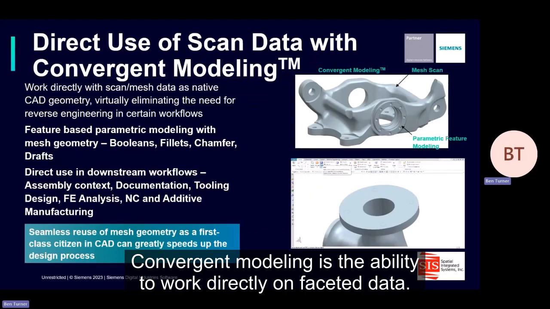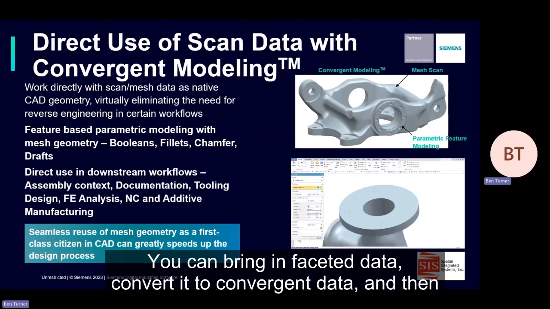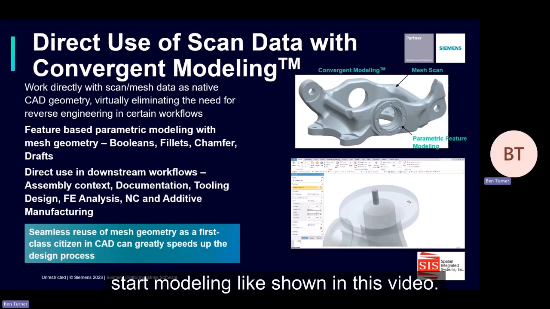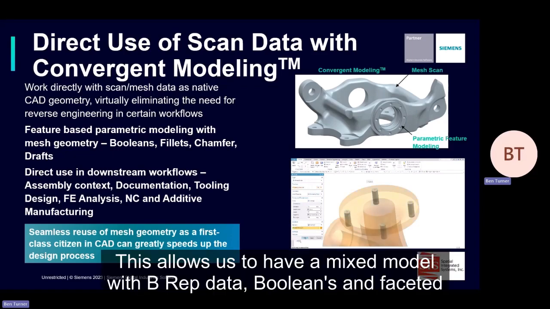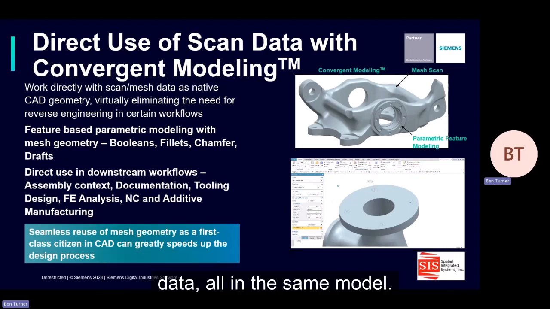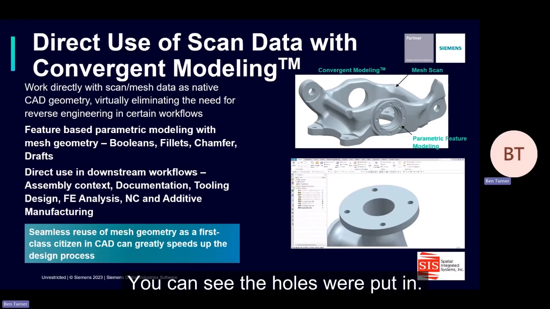Convergent modeling is the ability to work directly on faceted data. You can bring in faceted data, convert it to convergent data, and then start modeling like shown in this video. Holes are being put in the model. This allows us to have a mixed model with BREP data, Booleans, and faceted data all in the same model. You can see the holes were put in.